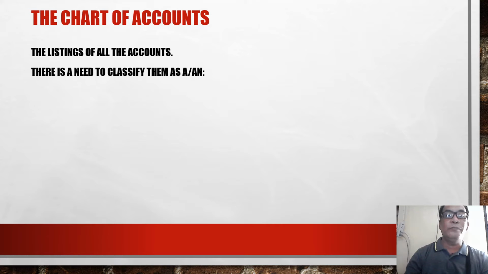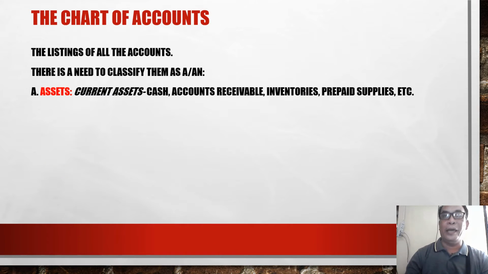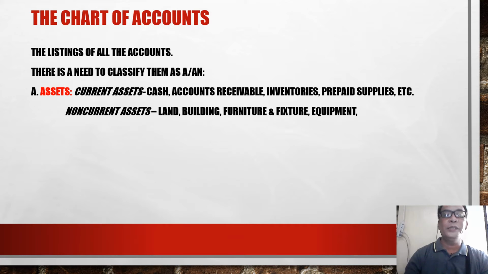There is also a need for us to classify them as asset. Under ng asset, may tinatawag tayong current assets. At ang mga samples niyan, yung mga cash account, account receivable, inventories, prepaid supplies, etc. Next to that, we have non-current assets. Ano naman ito mga ito? We have there the land, the building, the furniture and fixture, and equipment. Pag sinabi kasi natin non-current assets, sila ba yung nakukonsumo ng business ng long term? Unlike doon sa current asset natin, nakukonsume siya ng business for a short period of time.